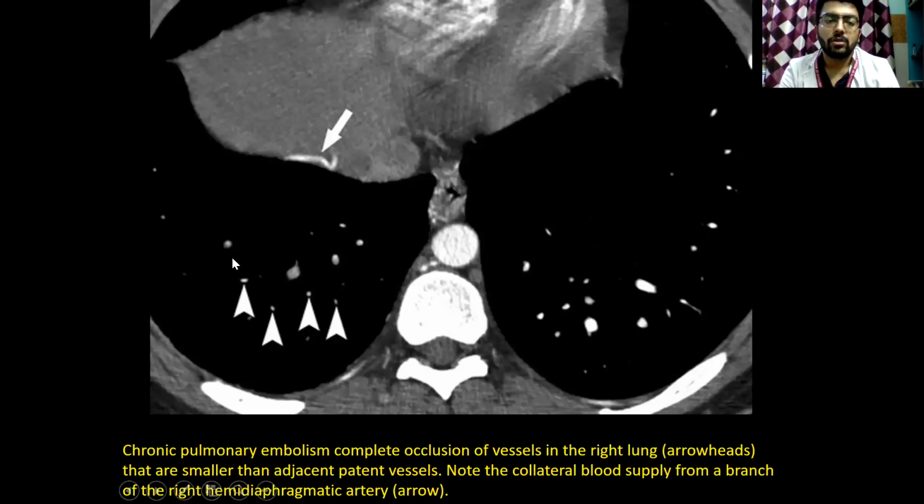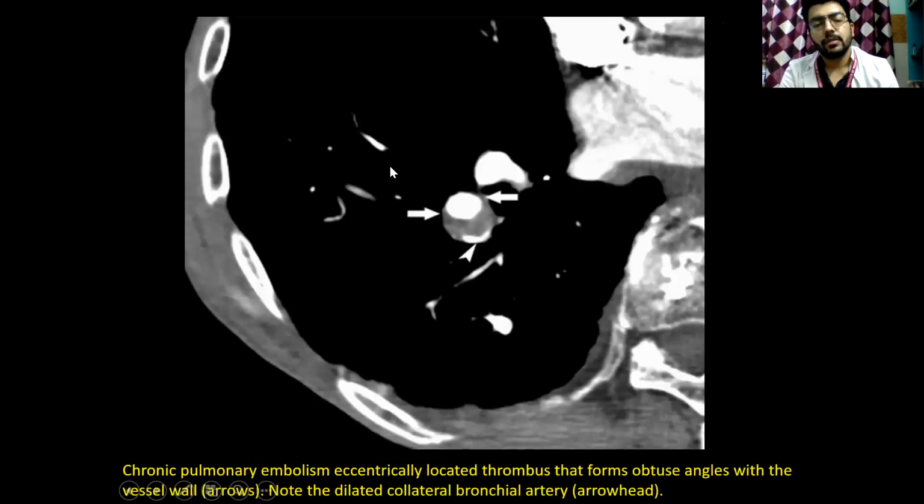These are all thrombotic occlusions seen in the right lung vessels, along with collateral blood supply from a branch of the right hemidiaphragmatic artery. Chronic pulmonary embolism: an eccentrically located thrombus that forms an obtuse angle with the vessel wall. Here we can see the obtuse angle, and a dilated contralateral bronchial artery is noted.